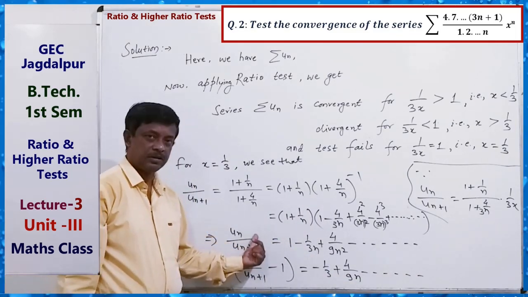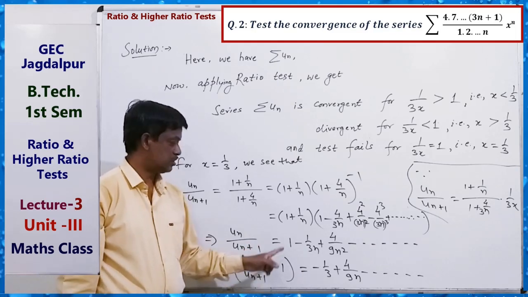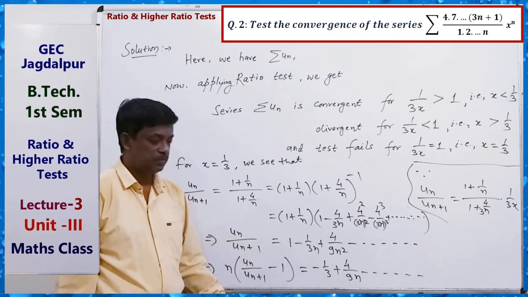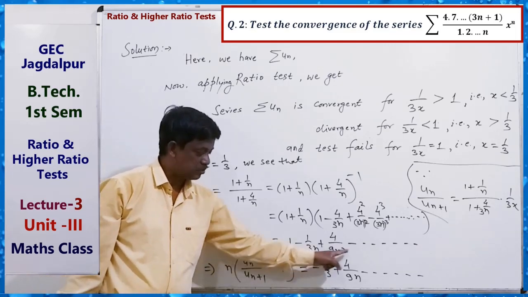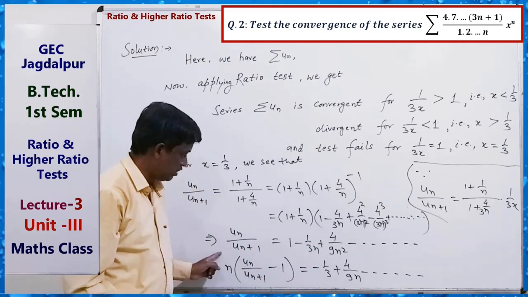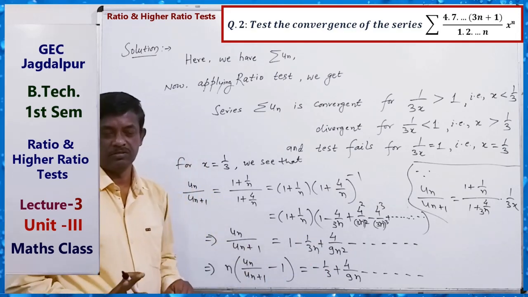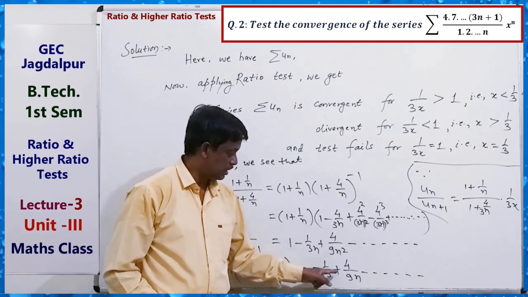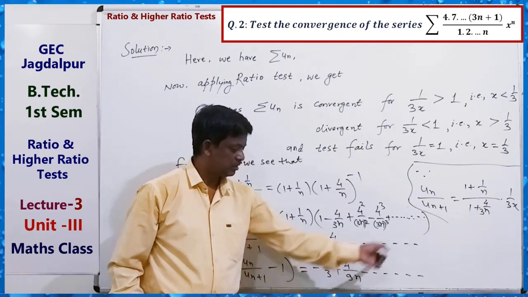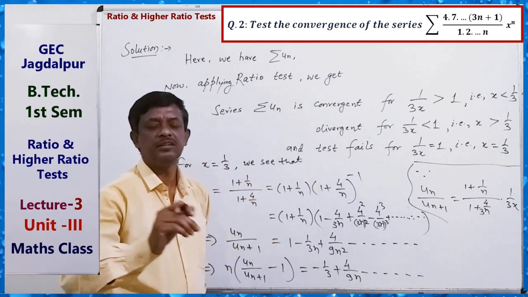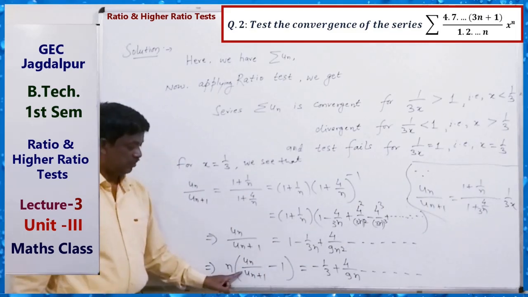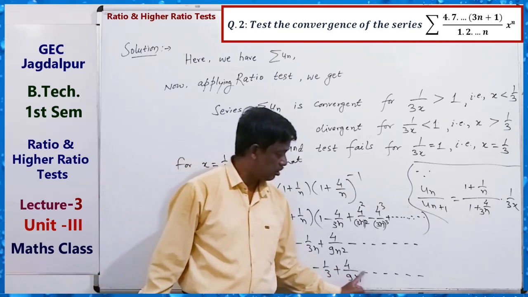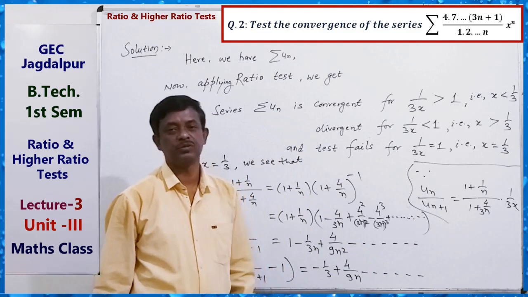Subtract 1 from both sides, so 1 cancels. Then multiply by n: this n and this n cancel out. So the first term will be minus 1 by 3, the second term 4 by 9n, and further terms will contain n in the denominator. So we can find its limit as n tends to infinity. Here all other terms will be 0, so the limit will be minus 1 by 3.